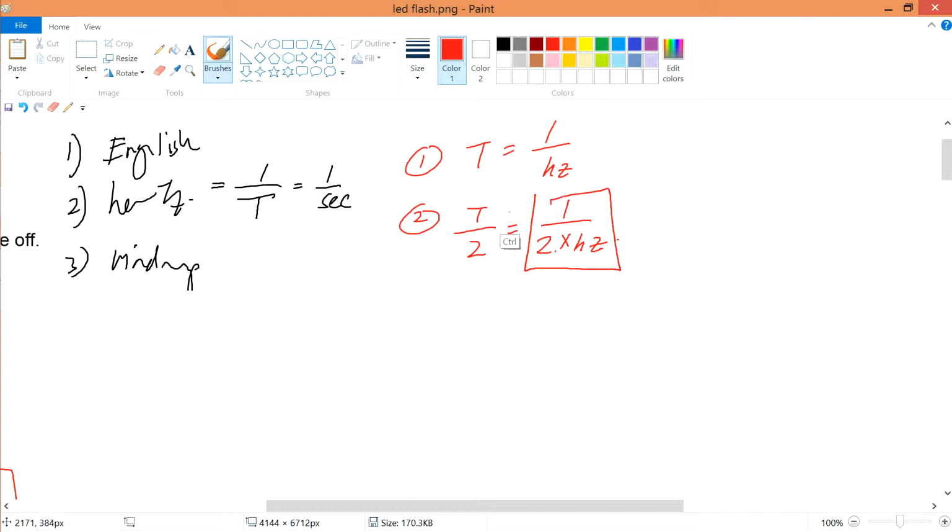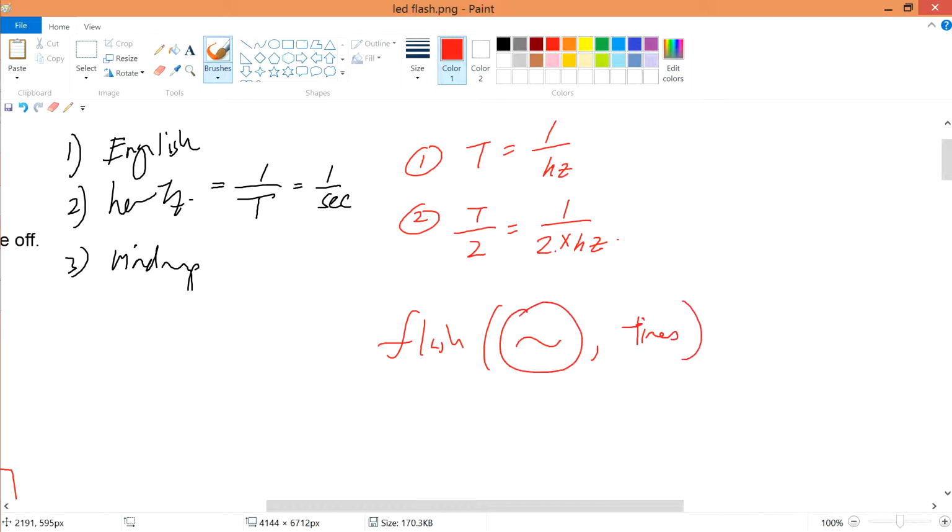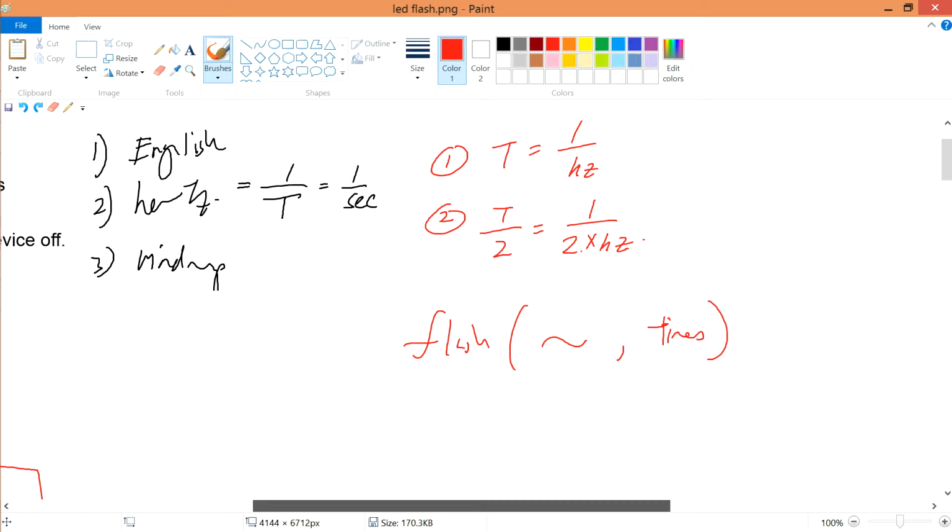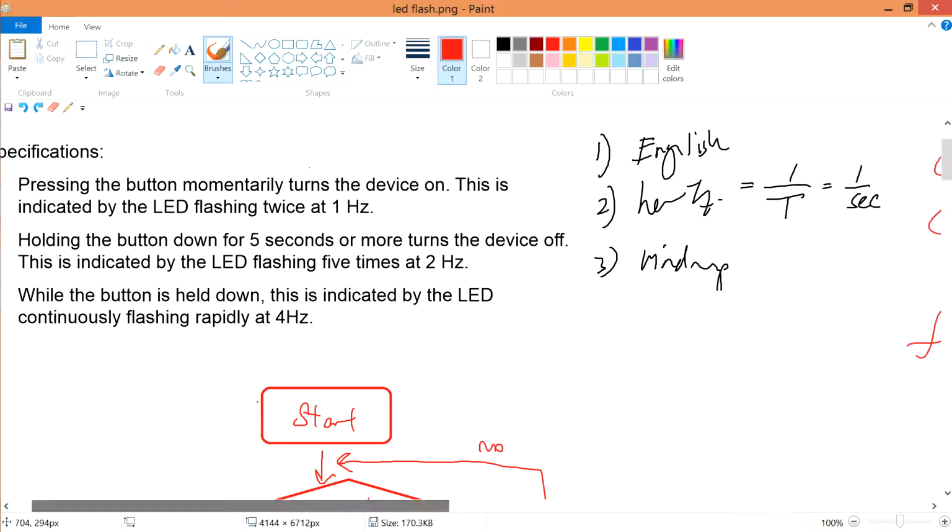If you remember just now, what I wrote is the flash, the number of seconds you want to lead, and the number of times you want to flash. So over here the calculation is straight away this one. You just put it in and that's it. Straightforward, right? 1/2 times your hertz. So let's just try out the first one. We have LED flash twice at 1 hertz.